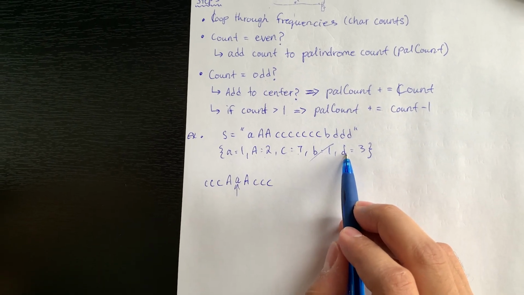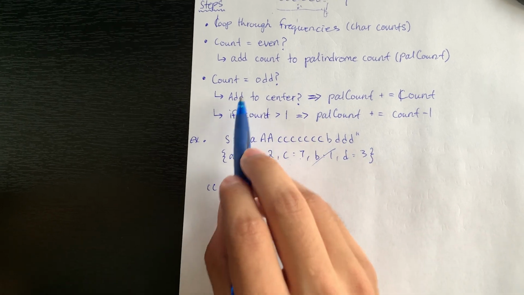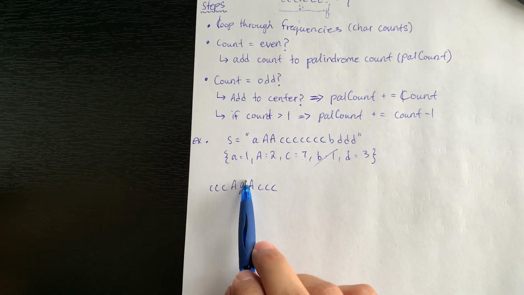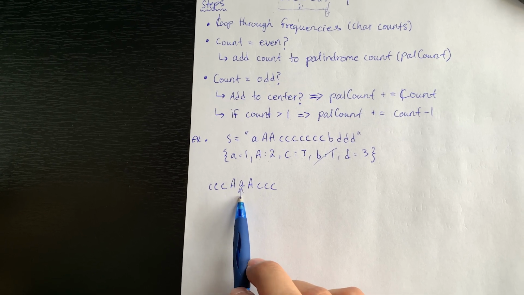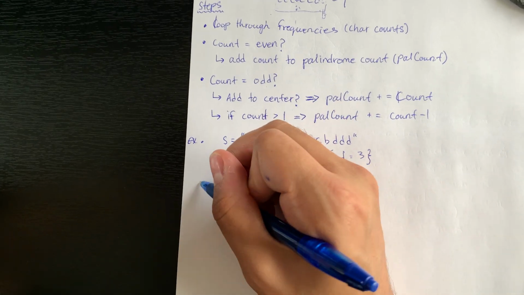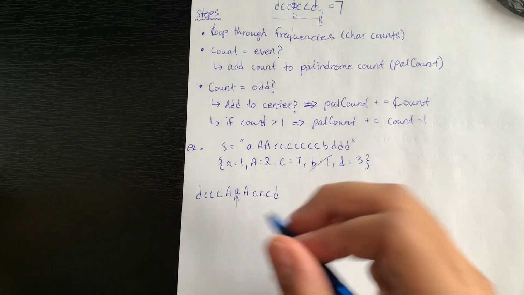What about D? Well, it's the same situation with 7. It's an odd number, right? So we can't add it to the center because, again, we already have an A in the center of our palindrome. So what we'll do is take 2 of these D's and put 1 on either side of the palindrome here, like this. So the maximum length of this is 11.